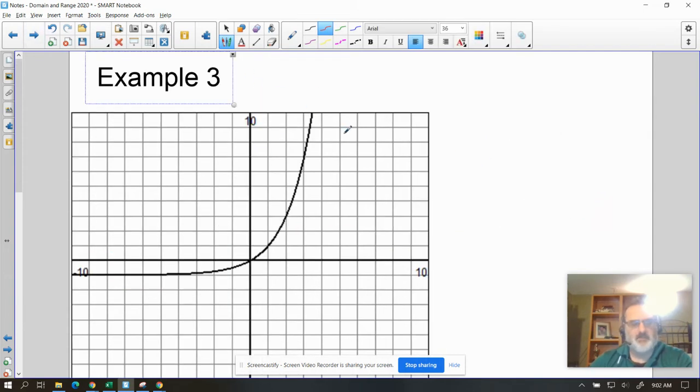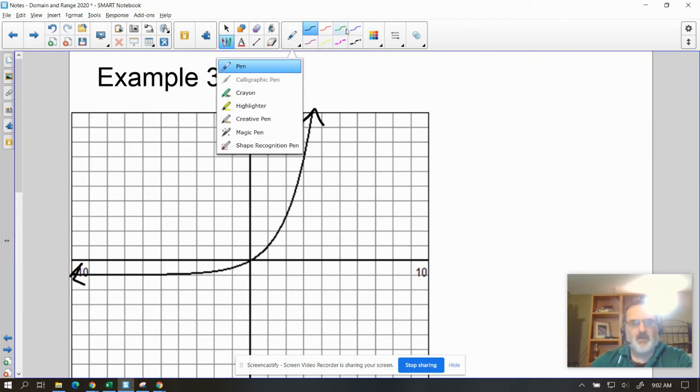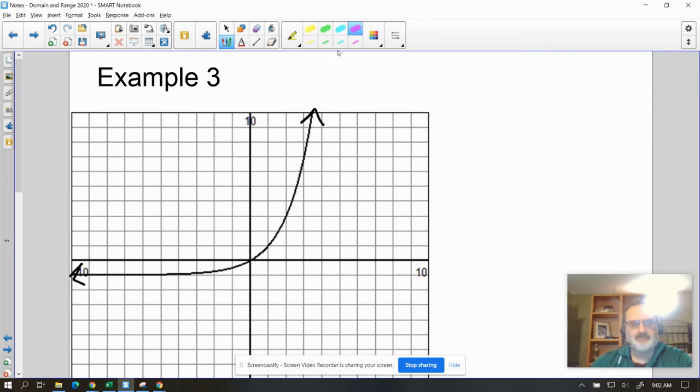Going on, example 3. What kind of function is this? This is an exponential function. So I want to draw my arrows indicating it goes on forever and ever. I want to highlight the domain in blue. The x-axis, it looks like it goes from here to here, but that would be incorrect because it goes left and right forever. So I need to continue this. And again, the domain is all real. The range, on the other hand, it really doesn't look like there's anything below here. So the range only starts there and goes up forever and ever.